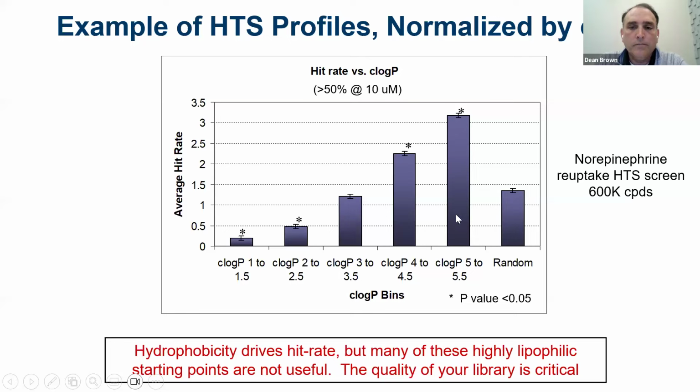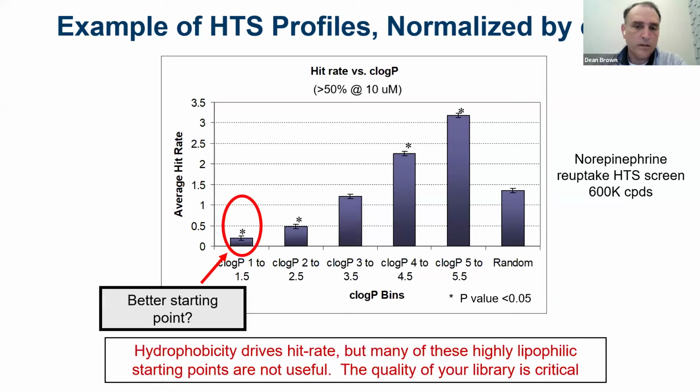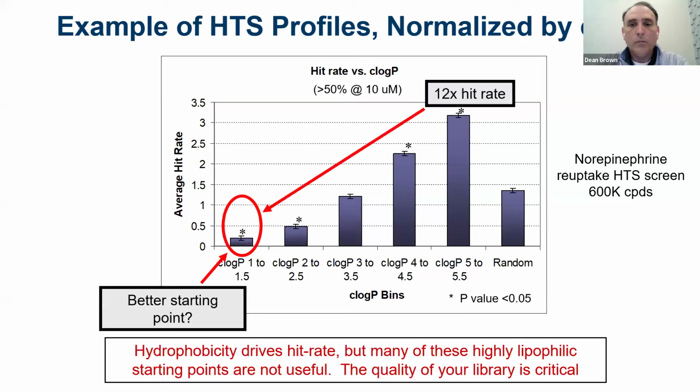What is their hit rate? It's that. Well, what if I bin the compounds in my collection that have C log P of 1 to 1.5? It's down here. And so you can theoretically argue maybe that's a better starting point, because probably I'm going to have to add lipophilicity onto it. But as it turns out, I get a 12 times higher hit rate for compounds in my collection that are that hydrophobic. And so it makes it difficult if you don't have many of these compounds in your collection.